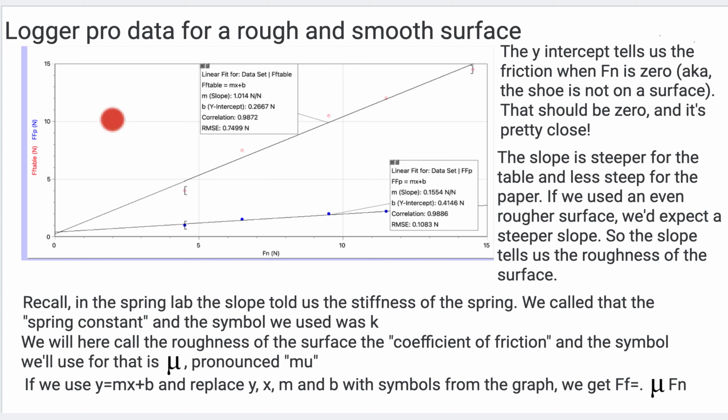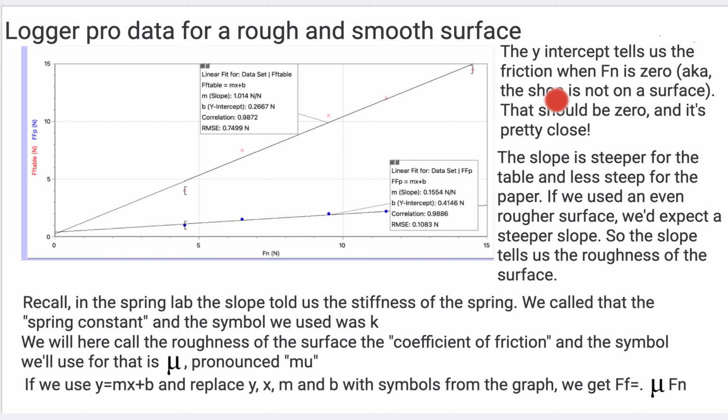So here is some group's data over here. They graphed the red line, which is the shoe dragged on the table. The blue line is the shoe dragged on paper. And we notice the red line is steeper than the blue line. Let's think about the y-intercept and the slope.